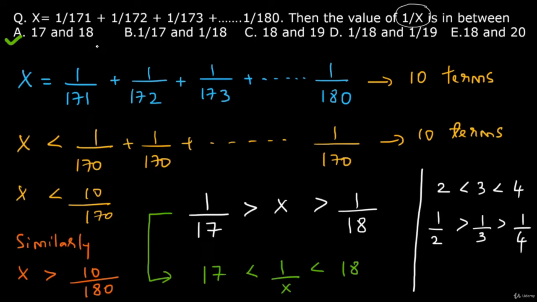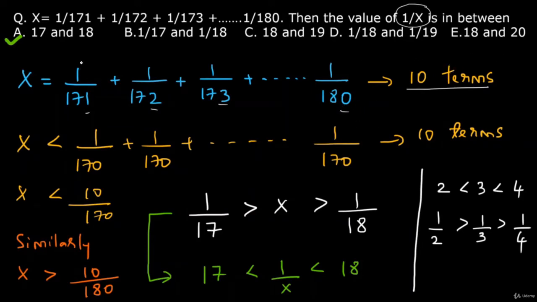Now let's see why that is so. Over here we have given that x is equal to 1 by 71 plus 1 by 72, etc., up to 1 by 180, right? So over here you have 10 terms. You can just count over here. You have 1 over here, 2 over here, 3 over here, and it goes till 9, and then you have the 10th number. So there are 10 terms over here.